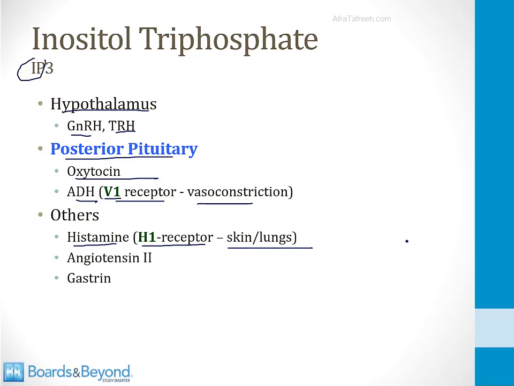This H1 receptor uses an IP3 system, and once again, the 1 in the receptor is like the 1, the first letter of IP3. And then two others include angiotensin II and gastrin. They work through IP3 systems.